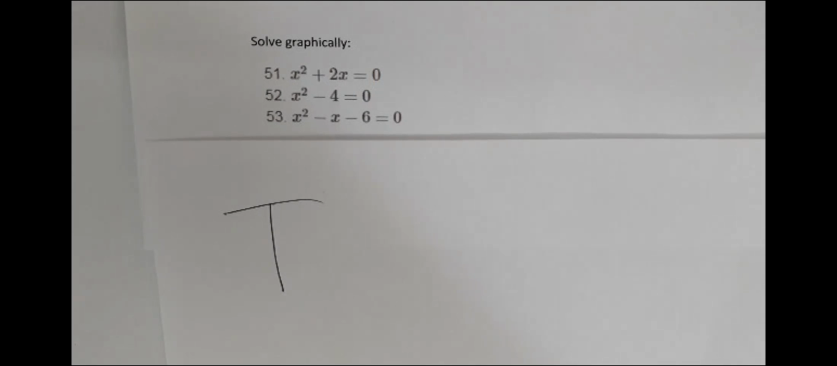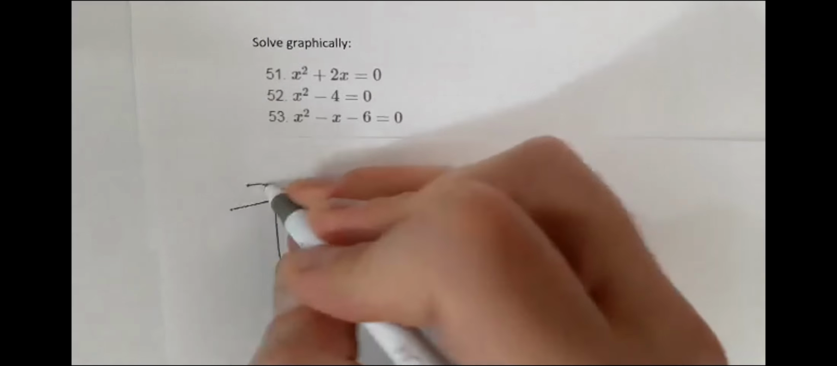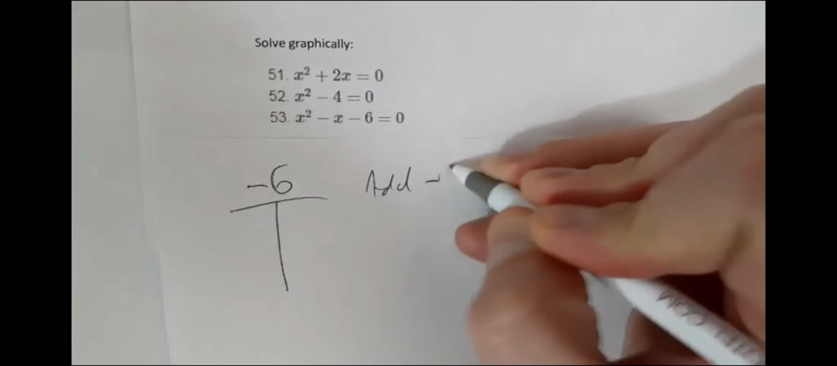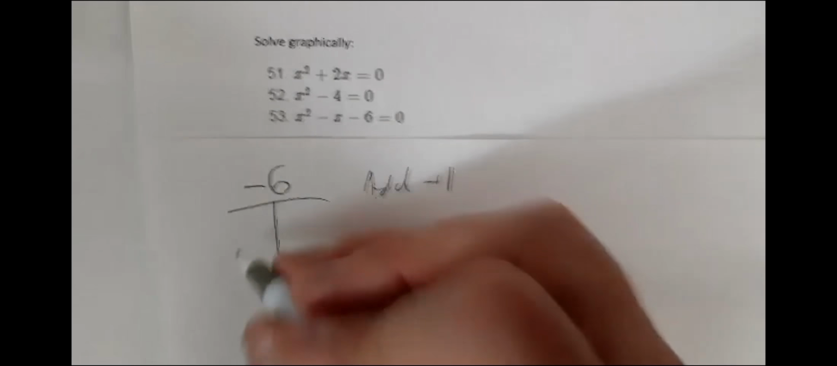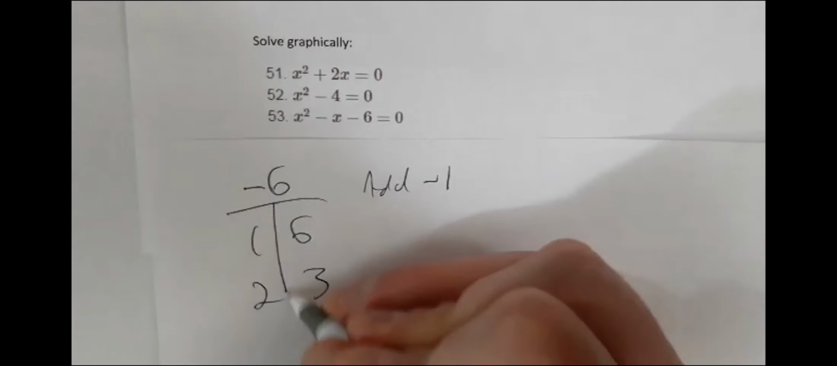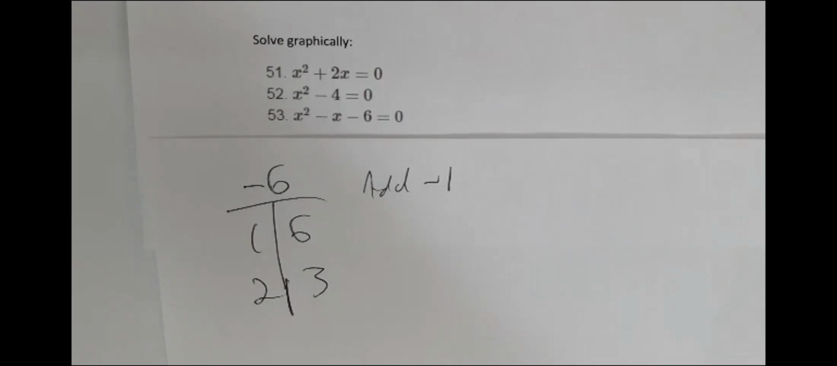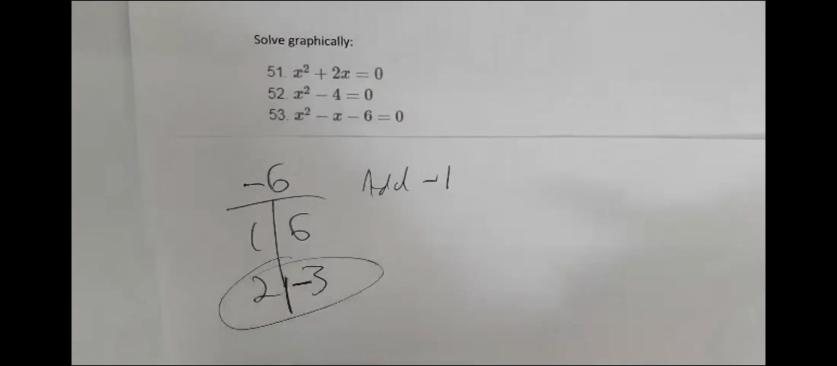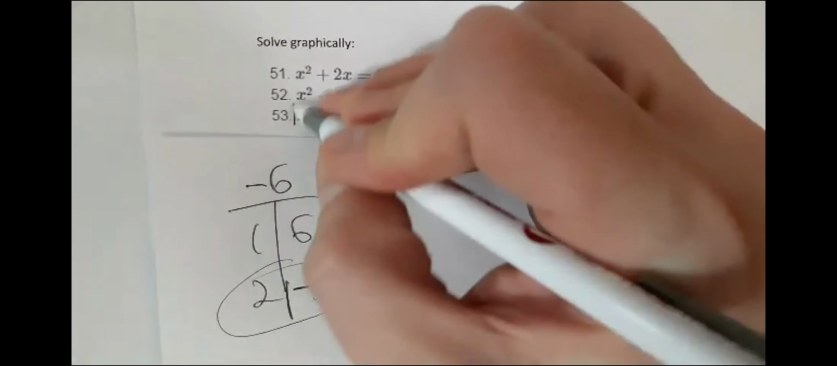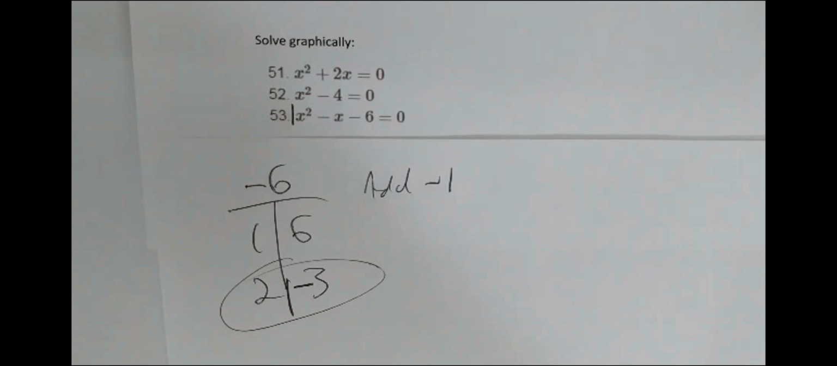AC method. So we do a times c, which is going to give me a -6, that has to add to a -1. 1 and 6 and 2 and 3 are the two factor pairs of 6. And if it's a negative, one of them's got to be negative. It's got to add to -1. Which one is that? 2 and 3 with a -3. Yep. This one, if you want to break apart that middle term, you absolutely can, but you really don't have to.